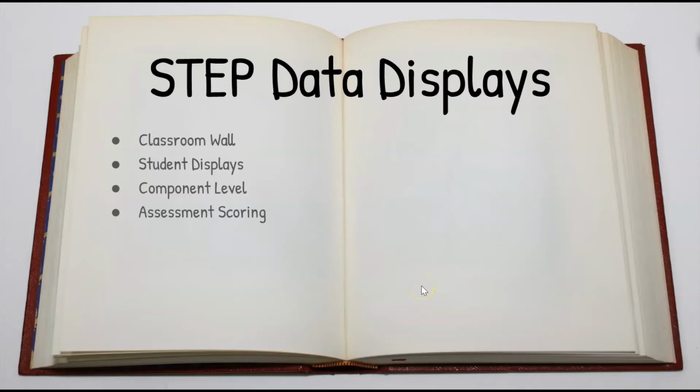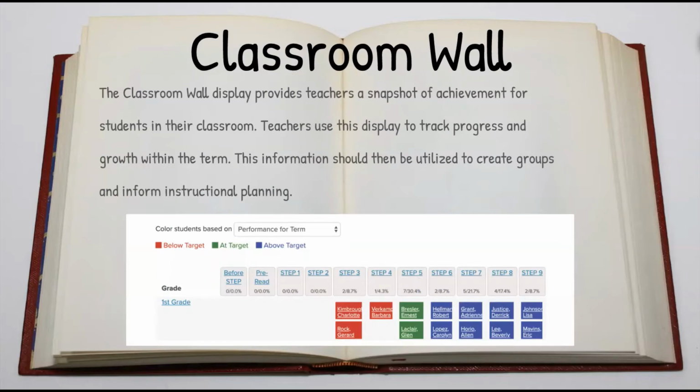What the data displays look like on the actual website: we have the classroom wall, the student display, the component level, and the assessment scoring. So there are many different levels you can find data. Your classroom wall will be your best friend. This is what provides you with a snapshot of your entire class and the achievement. You can use this to track progress and the growth. You can create groups and inform instructional planning.